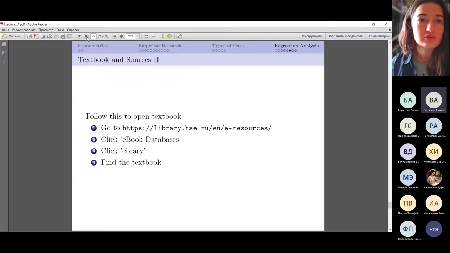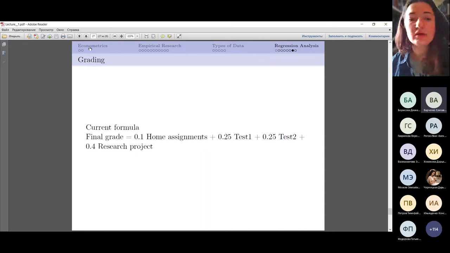So this is the instruction on how you can find the electronic version of the book. I think that you can do it by yourself. I will upload the slides of this lecture today, so you will find all these slides and this instruction. So now let's talk about the grading of our course.